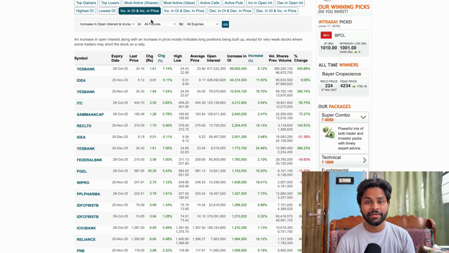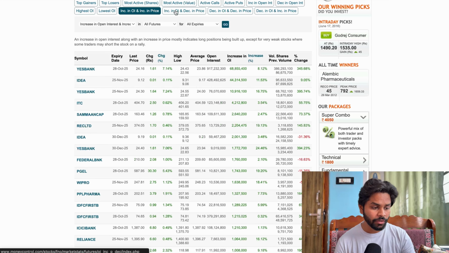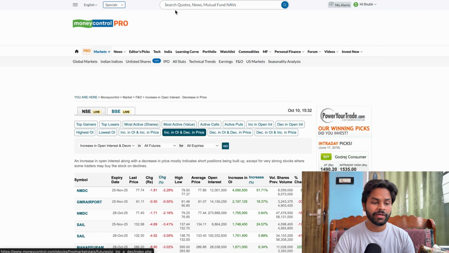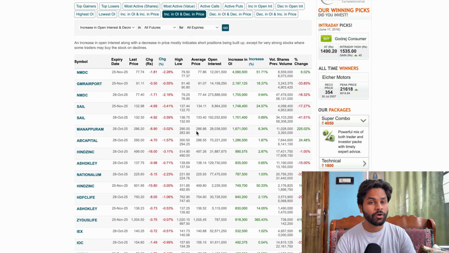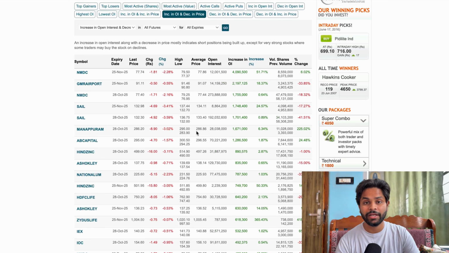Another example, let's say if I am very bearish in the market, I am not looking for any stocks where long has been built up. I am looking for stocks where short has been built up. So I will go here, and second number, I will go where the short has been built up. So these are the stocks where I will trade. I will not trade in long unwinding or short covering. I will trade in this one.